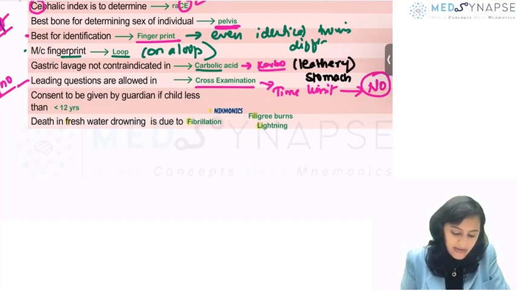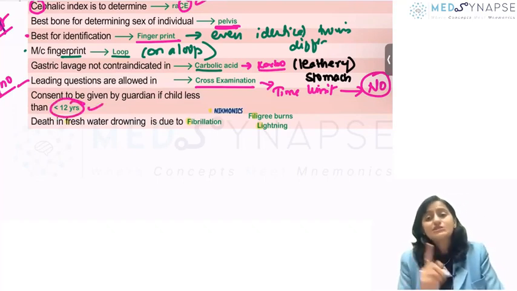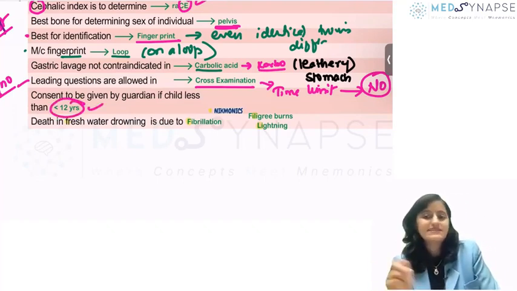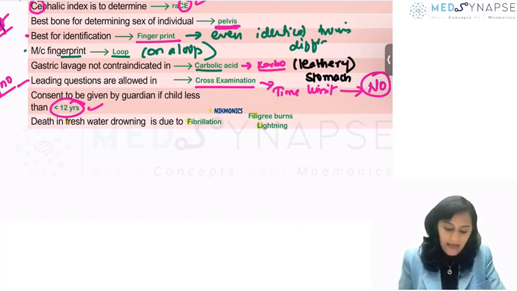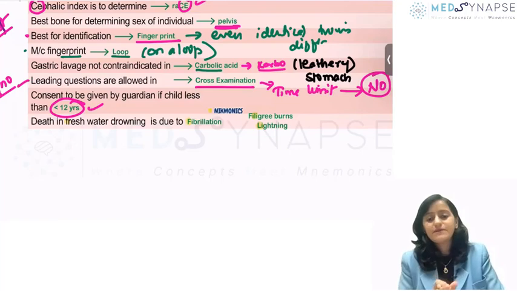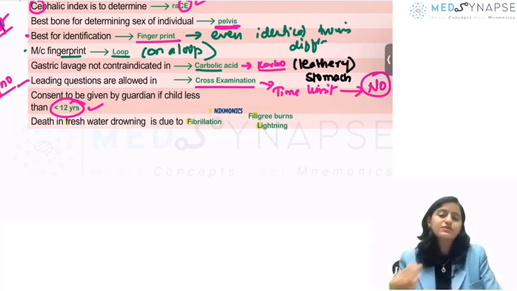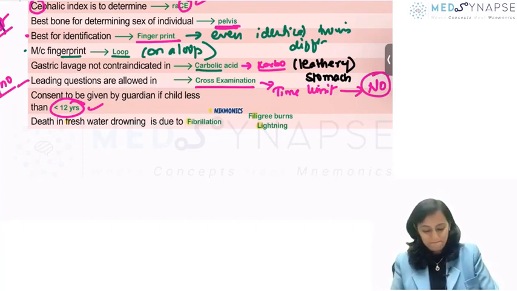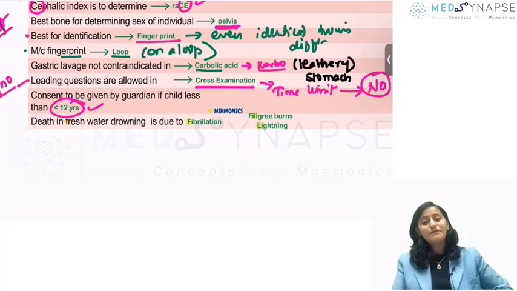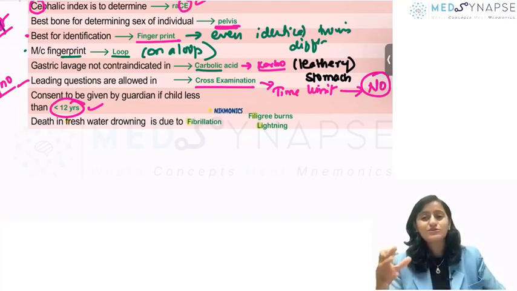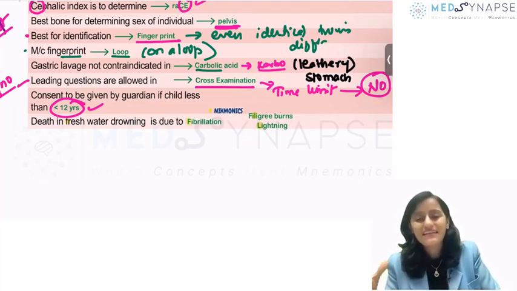Consent to be given by the guardian if the child is less than 12 years. In case of rape, it is less than 18 years. In rape cases it is 18, otherwise for the other surgery procedures it is 12 years. Okay? And remember, if you take consent from a child who is 10 years old, it becomes an invalid consent.